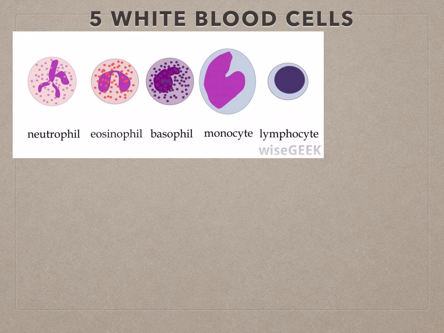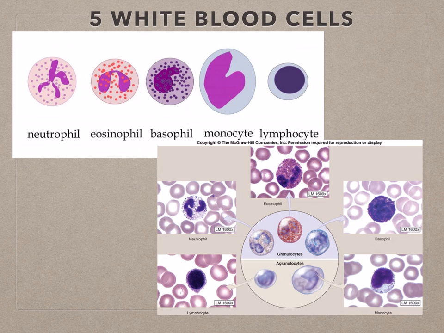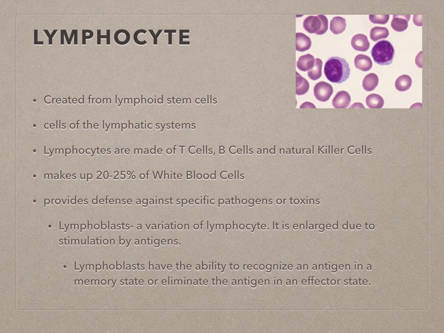So this picture shows the five different types of white blood cells: neutrophil, eosinophil, basophil, monocyte, and lymphocyte. The neutrophil, eosinophil, and basophil are known as granulocytes, which I will cover later on. Monocytes are agranulocytes, and lymphocytes as well are agranulocytes. This next picture shows more microscopic and realistic pictures, and it also shows the division of granulocyte versus agranulocyte. Lymphocytes are created from lymphoid stem cells. They are cells of the lymphatic system. Lymphocytes are made of T cells, B cells, and natural killer cells.